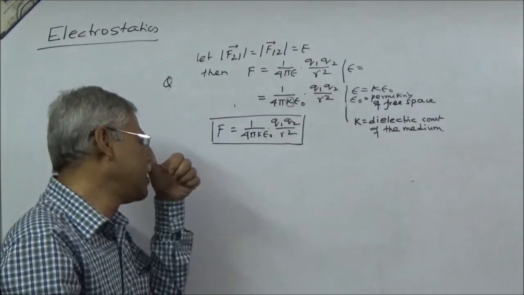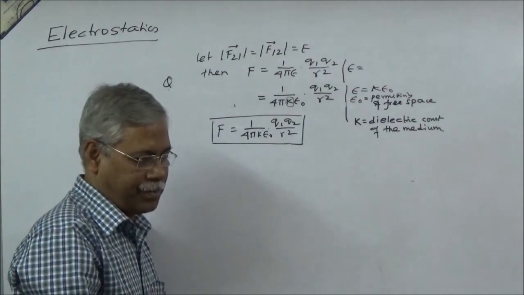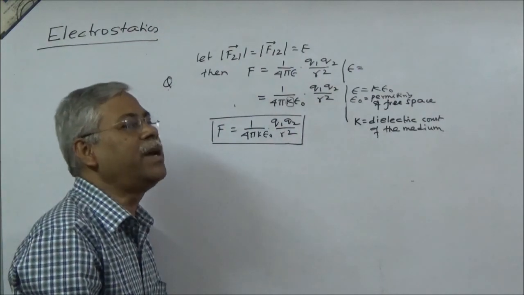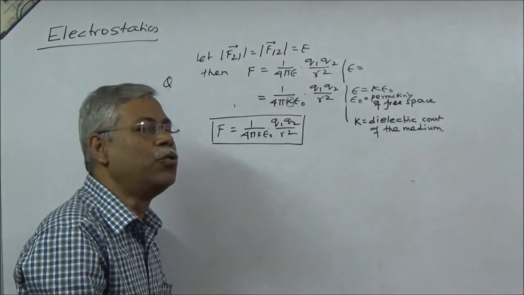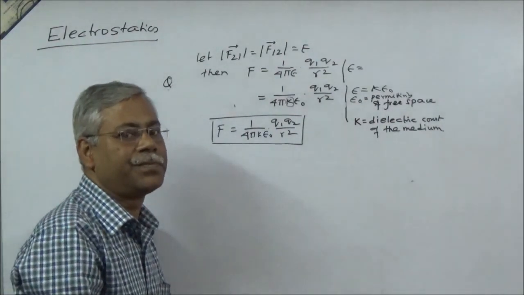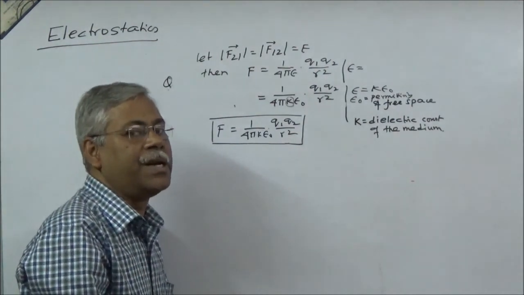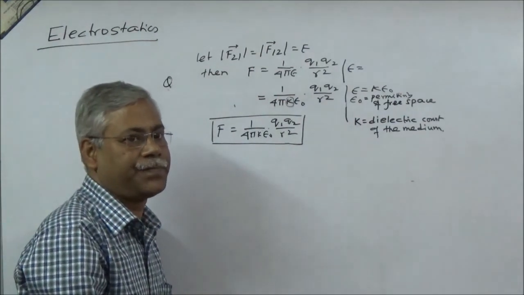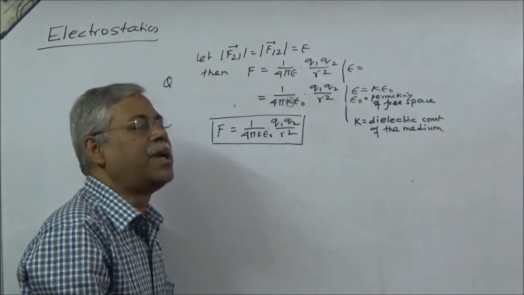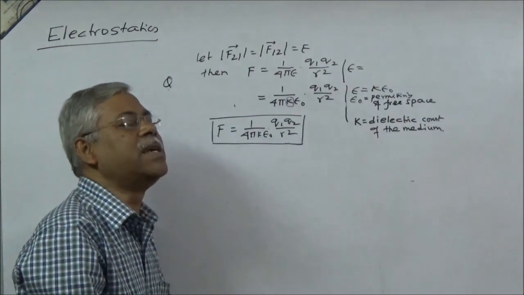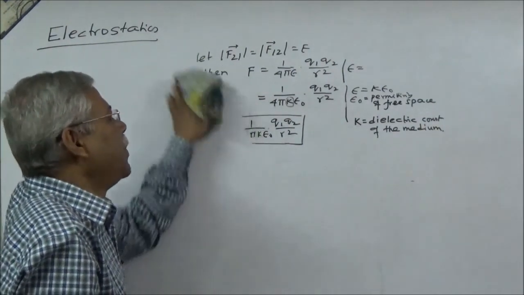Okay, so write this. Dielectric constant is a ratio of two forces. Hence, it does not have a unit. Dielectric constant of water is 80.